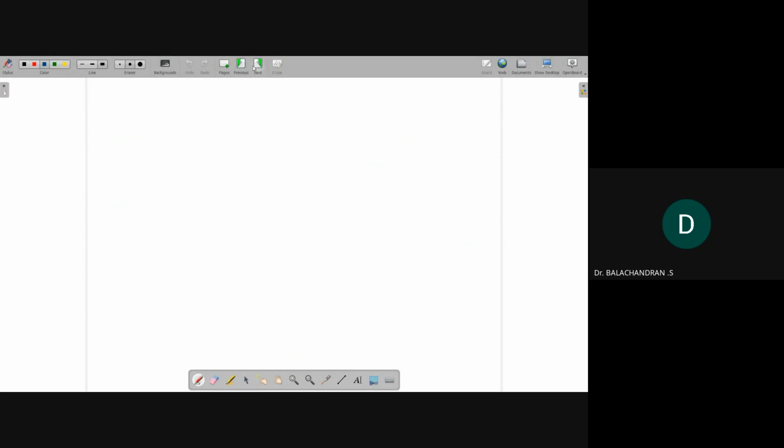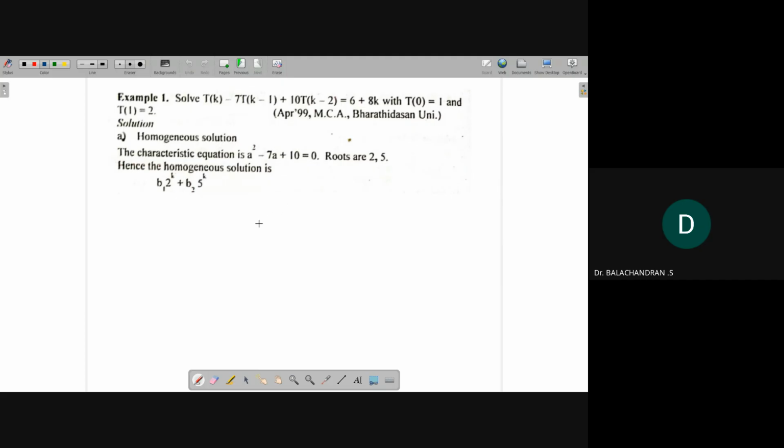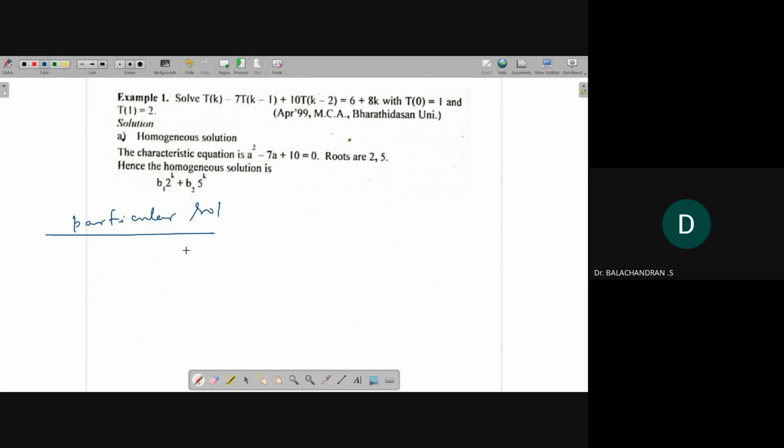Now the particular solution. Here the right hand side is 6 plus 8k. So I will take t of k as linear, d naught plus d1k. Instead of d naught and d1, you can use some other constants if you want.